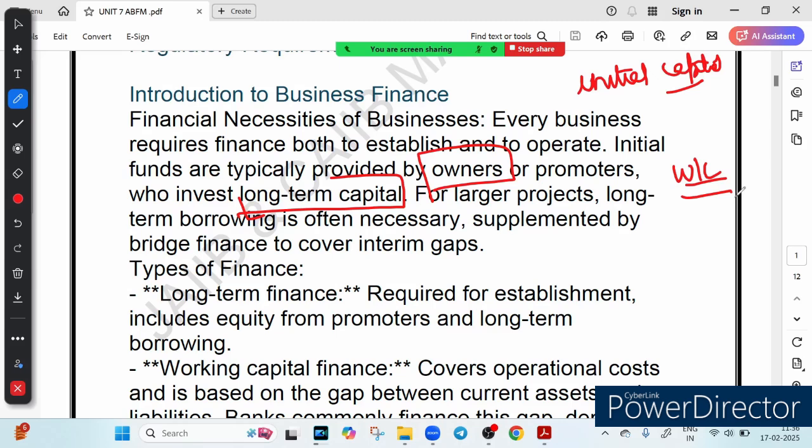Banks help the business manage this by funding the gap between what the company owns, that is called assets, and what it owes, that is called liabilities. But they don't give free money. Businesses have to contribute their share also, right?